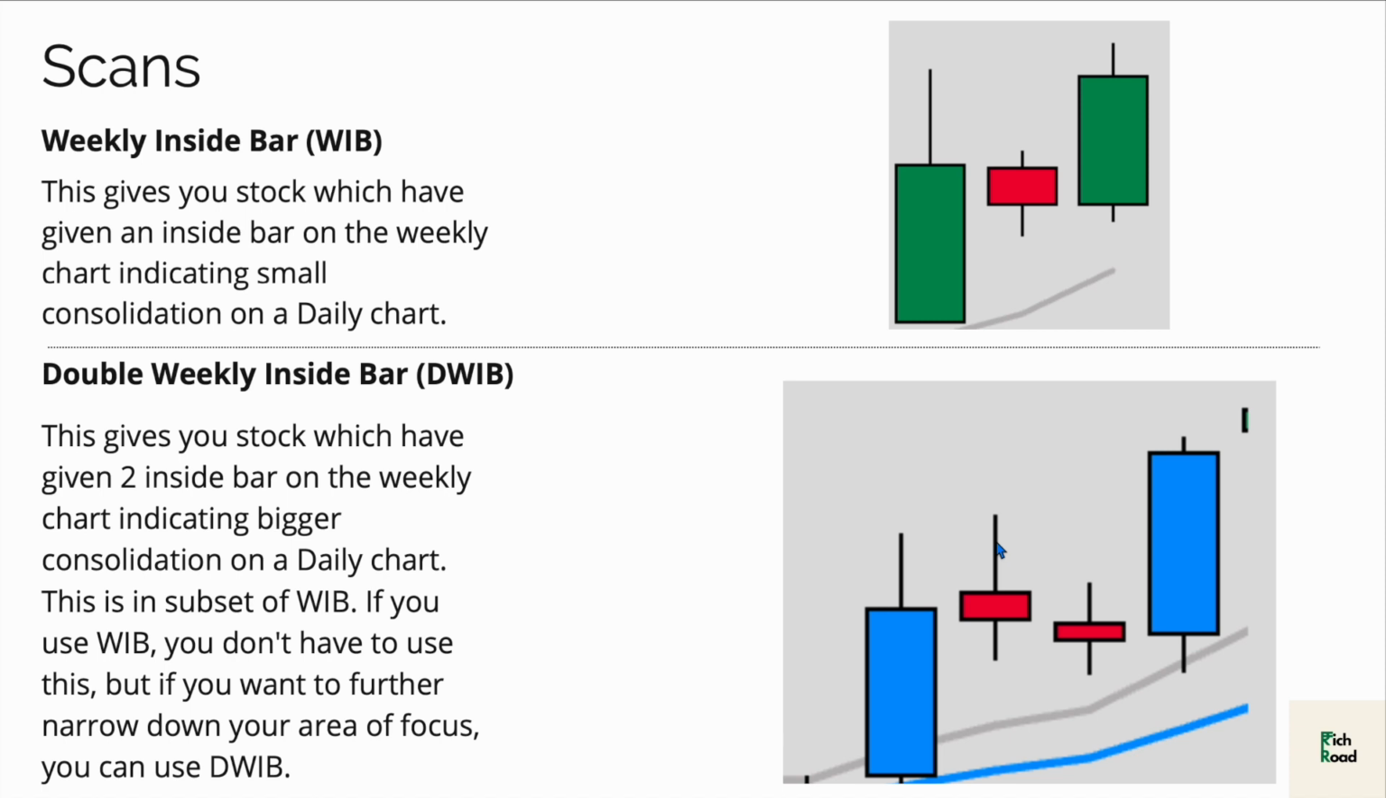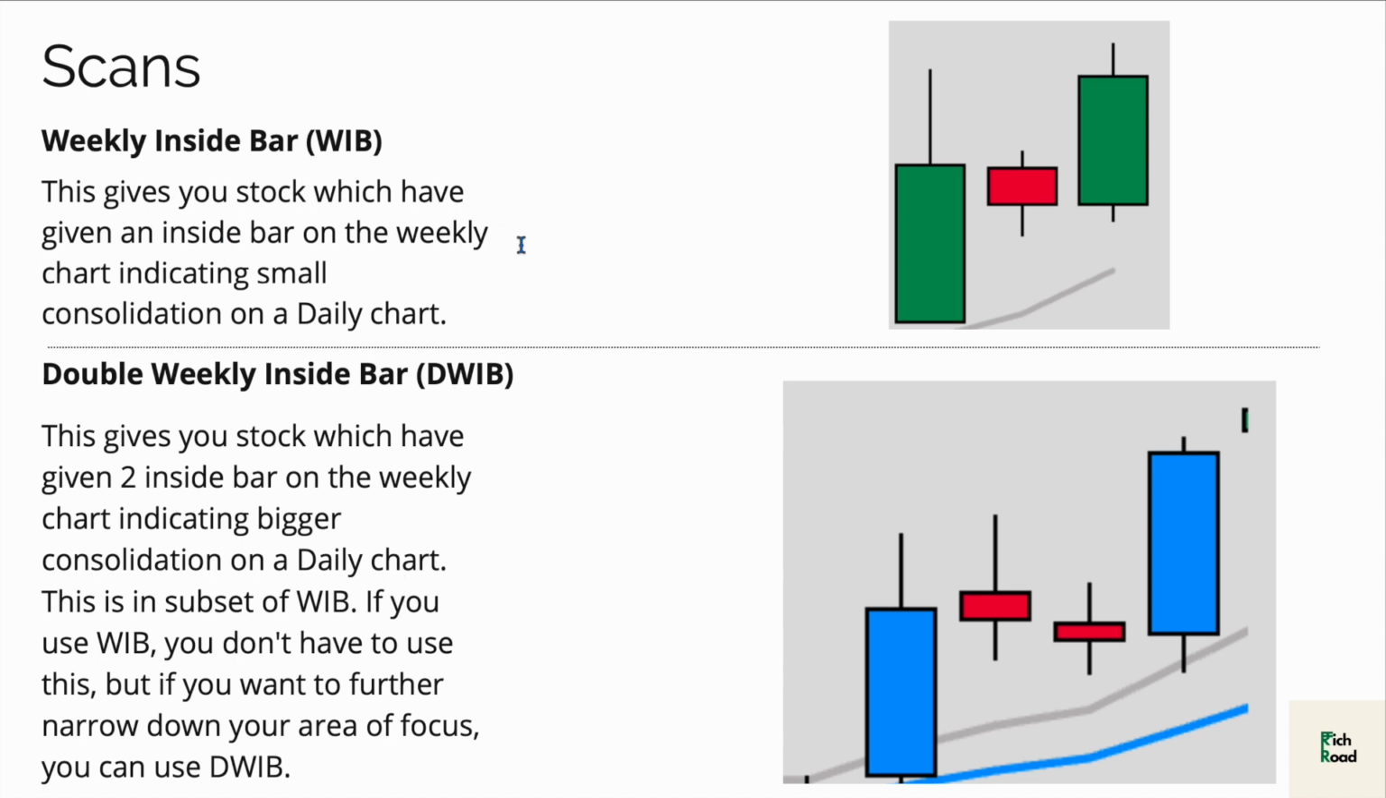Now how you can use this. See, whichever stocks come in the double week inside bar, all of those stocks will definitely come in your weekly inside bar, right? So basically, your double week inside bar comes under the set of weekly inside bar. It is a subset of weekly inside bar.